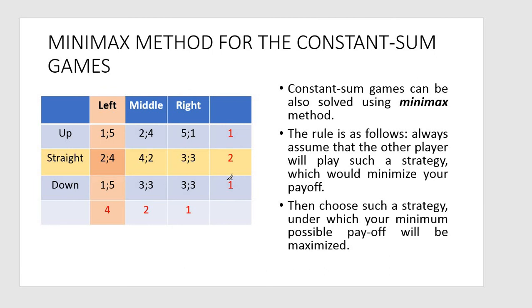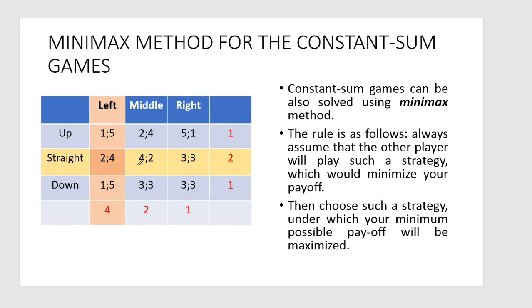Okay, finally, there is an additional method to solve constant sum games except for Nash equilibrium. This method is called the minimax method. And the rule is as follows. You always assume that the ultimate aim of the other player is to ensure that your payoff is minimized. So for each of your possible strategies, you have to figure out the worst possible outcome and choose the strategy with the maximum worst possible outcome.